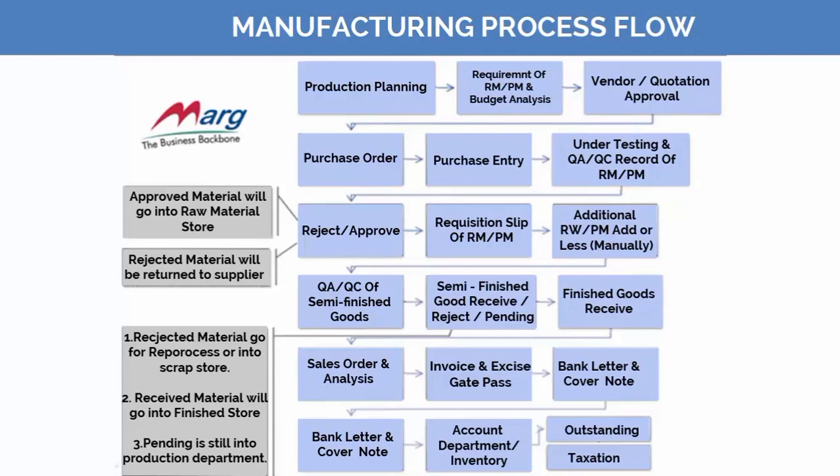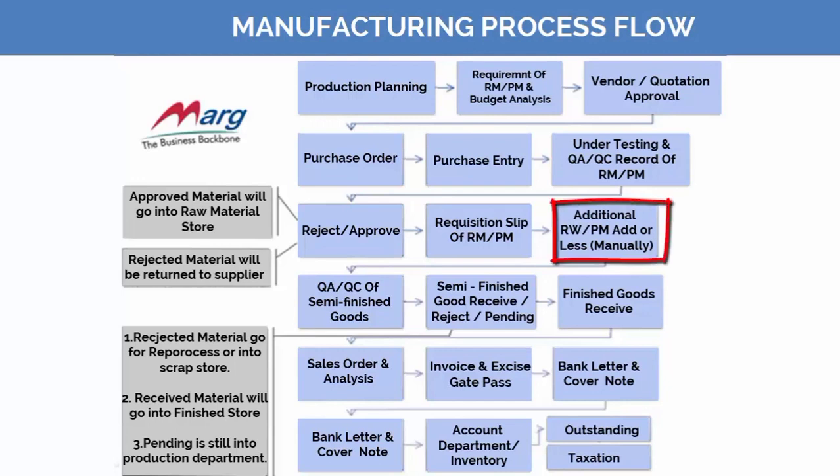for quality check. After the stock has gone through testing, it will either be approved or disapproved. If the stock is approved, it will be transferred to the store, and if it is rejected, it will go back to the supplier. After that, a requisition slip is generated of raw materials and production material, which has to be transferred from the store to the production department. That is called a requisition slip.